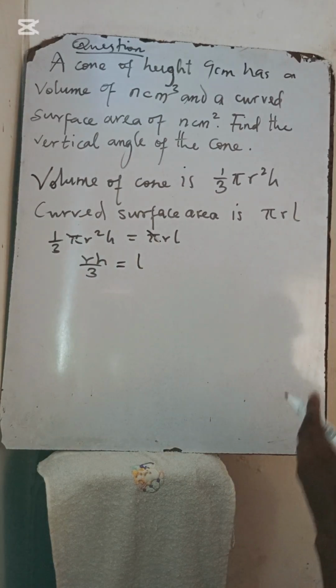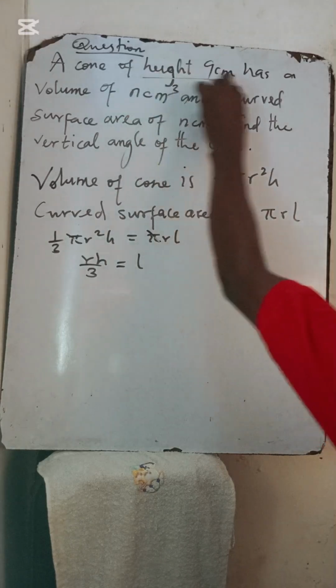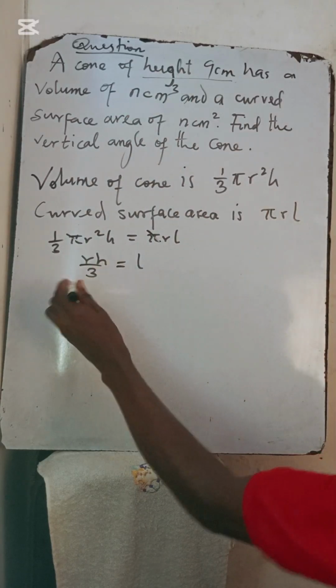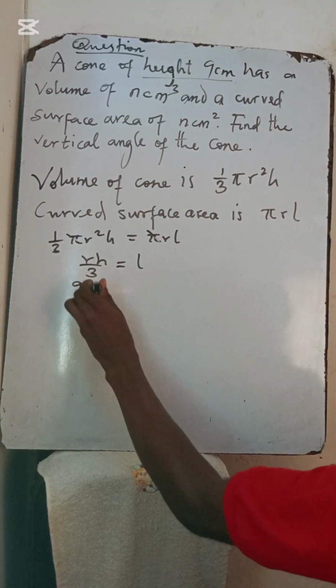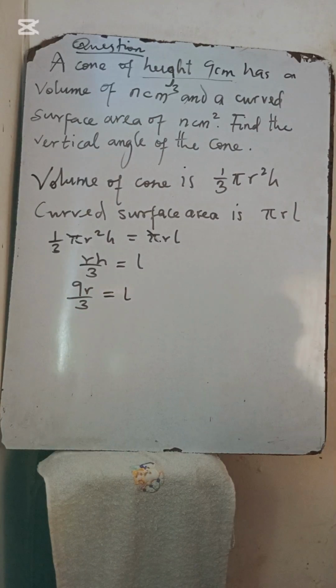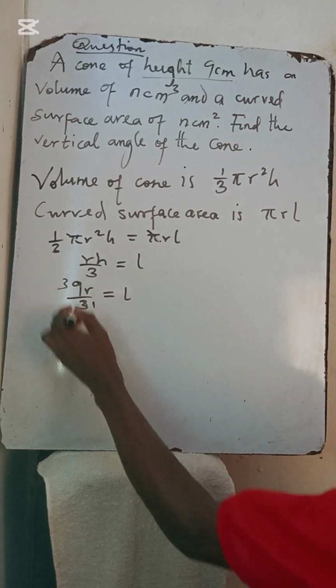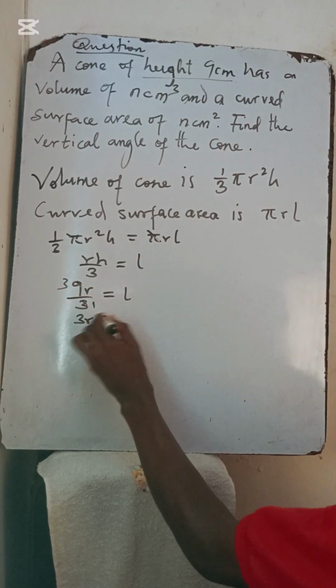Do not forget that we're given that h is equal to 9 centimeter. So we can substitute that here to have 9r over 3 is equal to L. Let us take note of this, and we'll divide 9 by 3 here. So we have 3r is equal to L.